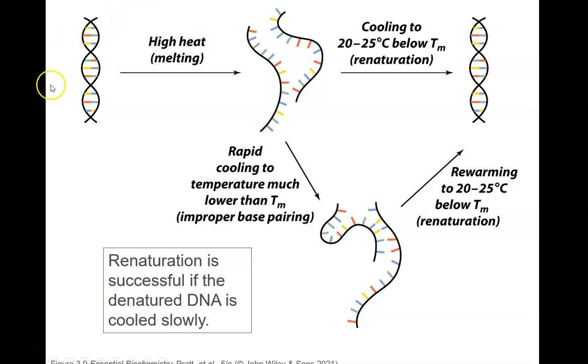You can renature DNA if you heat it up and then slowly cool it down; the complementary strands will find each other, and you will be able to renature it. But this won't happen if you rapidly cool it too much. You'll get some improper base pairing. So you have to be patient and cool it slowly. But if that happens, you can just rewarm it and try again.